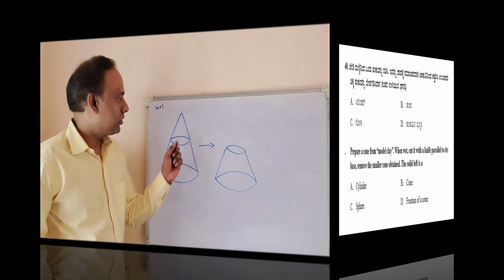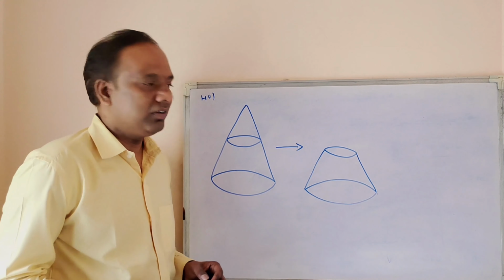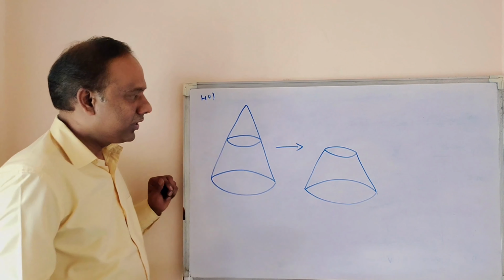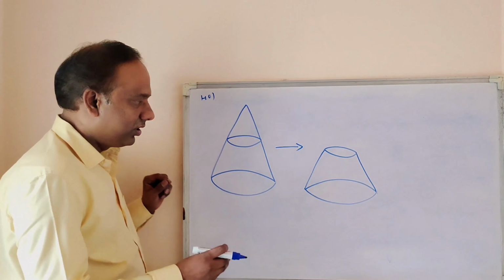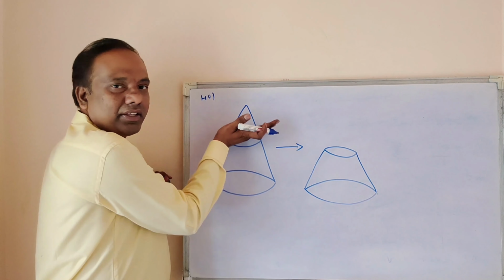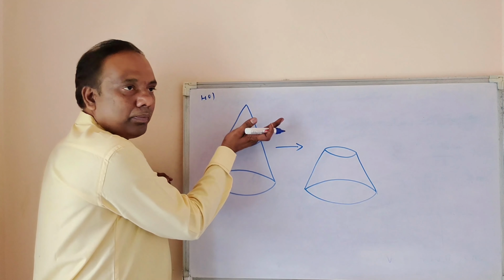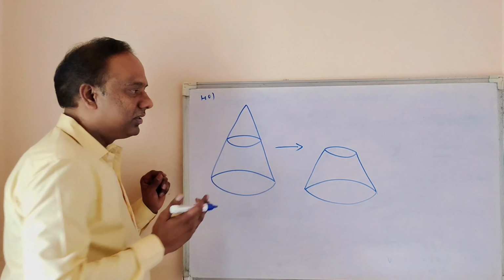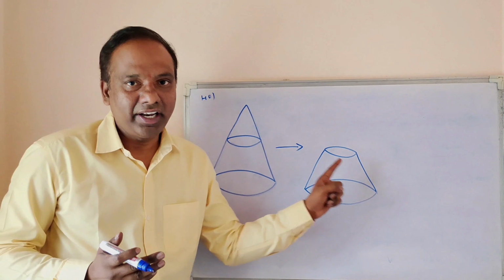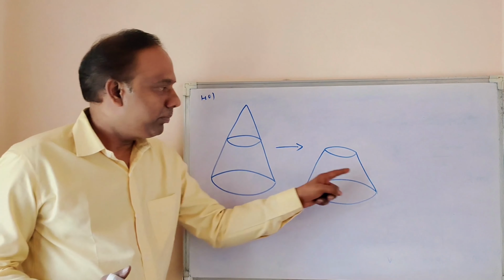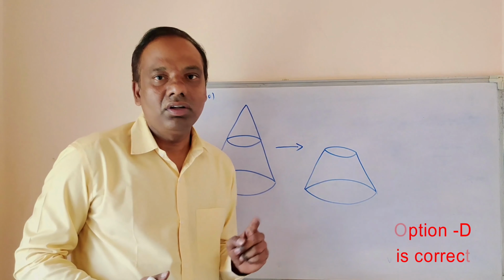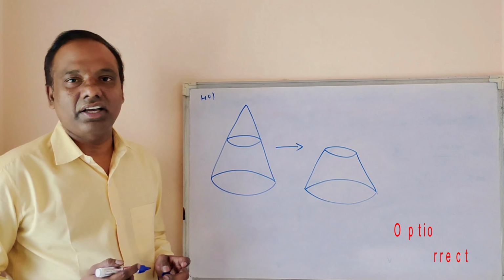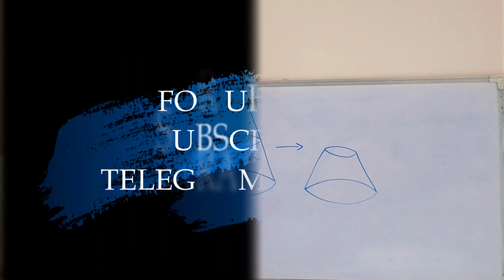Here, so we can prepare the cone. So this is the base, and the question is if you take the knife, you can cut parallel to the base and you can remove the smaller cone. Then the remaining part, they ask the name of the remaining part, is called the frustum of a cone. So here option D is the correct answer.